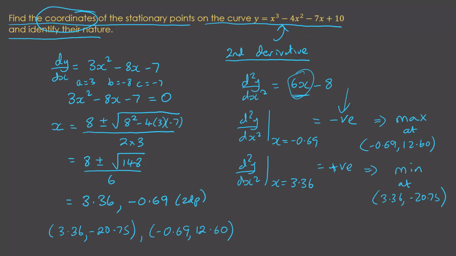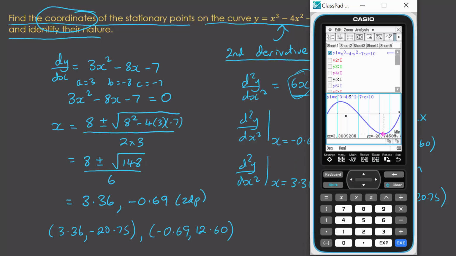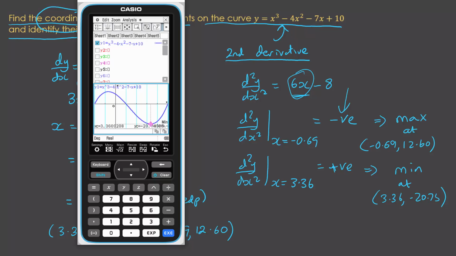Now, I do actually have this on the graphic calculator just here, and that is that function. And if I do analysis, gsolve and max, you can see it goes and finds the negative 0.69, 12.597 and so on. If I do analysis, gsolve and min, it finds the other one.